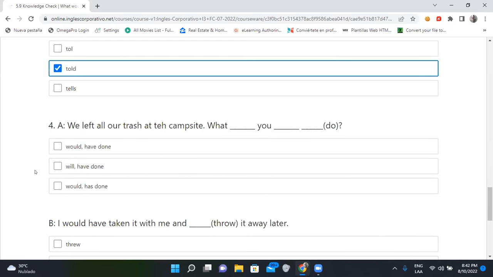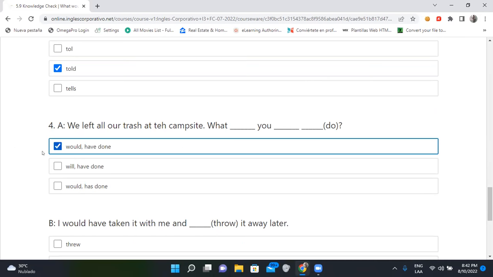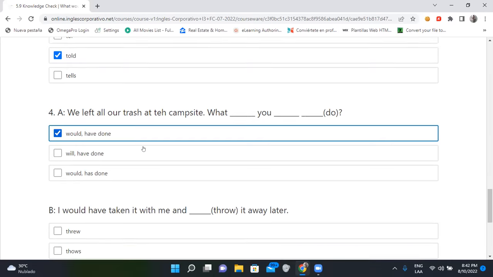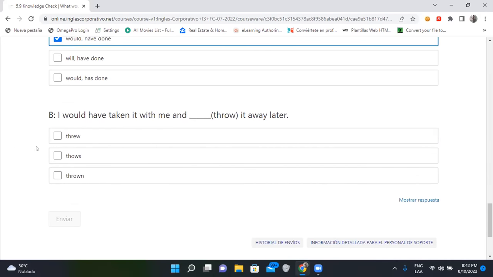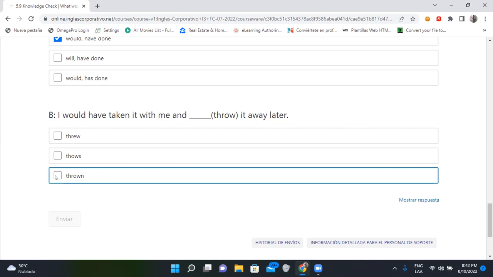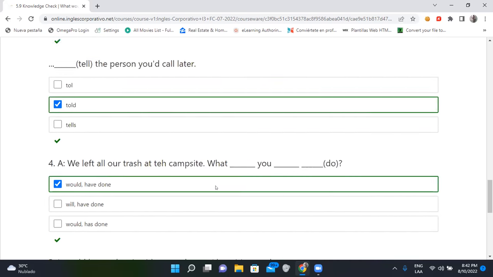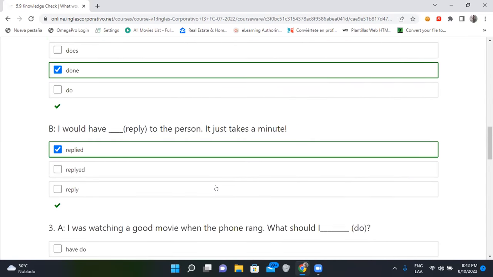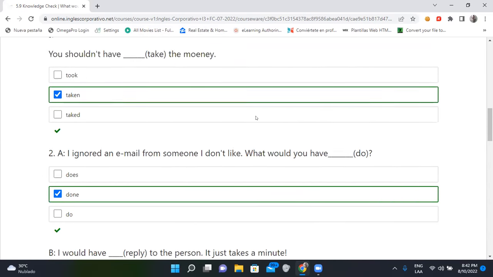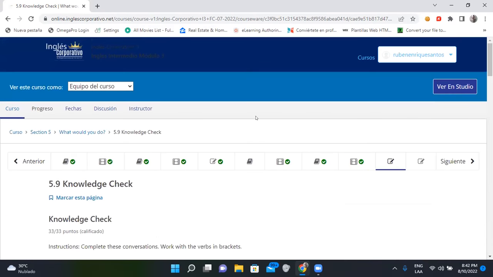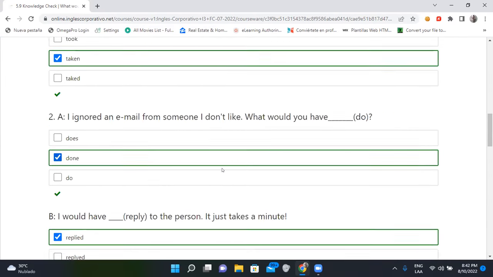We left all our trash at the campsite. What would you have done? I would have taken it with me and thrown it away later. Okay. Awesome. Good job. Any questions in regards to this activity?